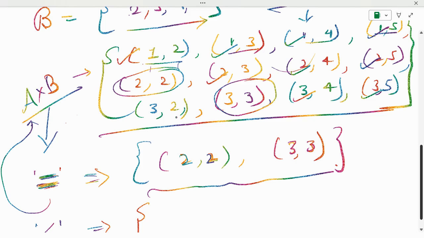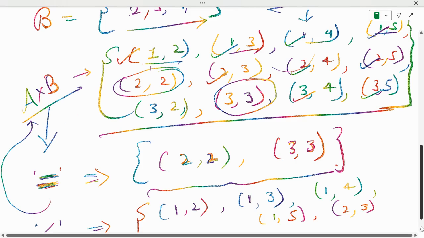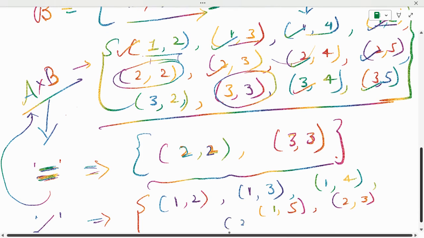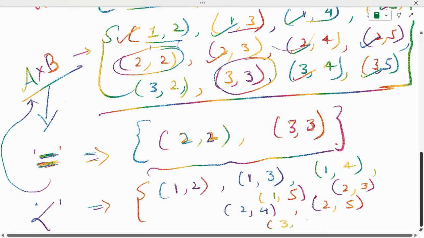So the ordered pairs which follow this relation are 1 2, 1 3, 1 4, then 1 5, then 2 3. Okay, then of course 2 4, then 2 5. Okay, then 3 4 and 3 5. So all these pairs follow this relation, such that the second element is greater than the first element, or the first element is less than the second element.